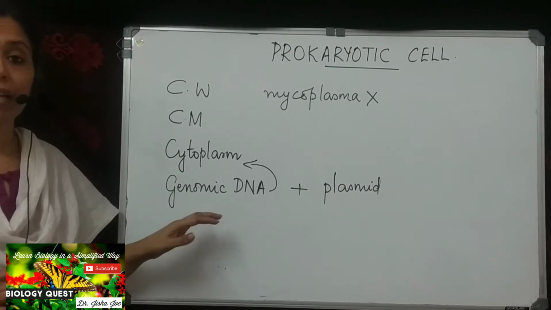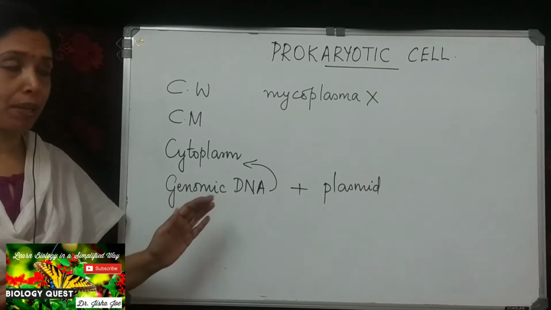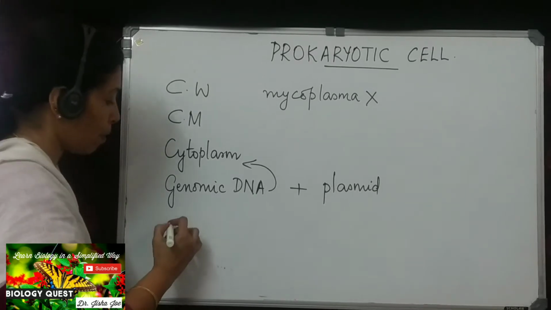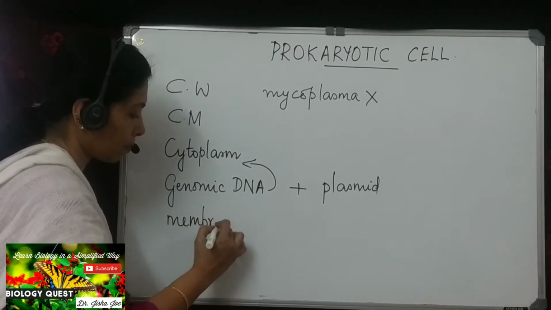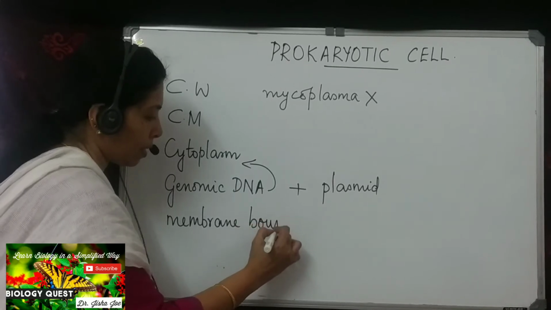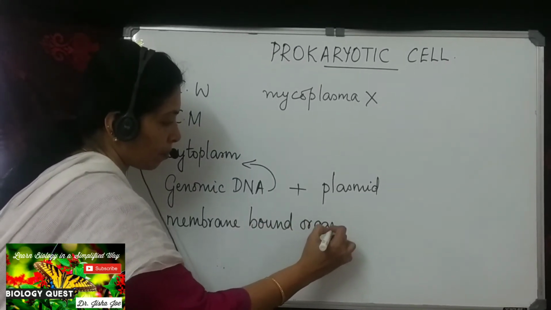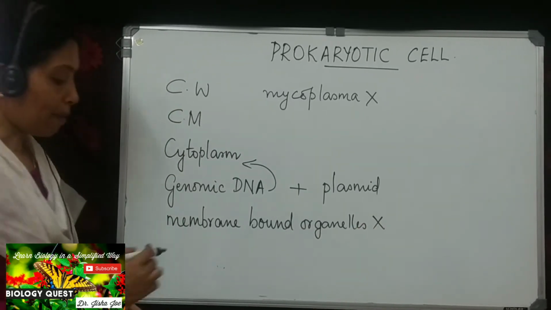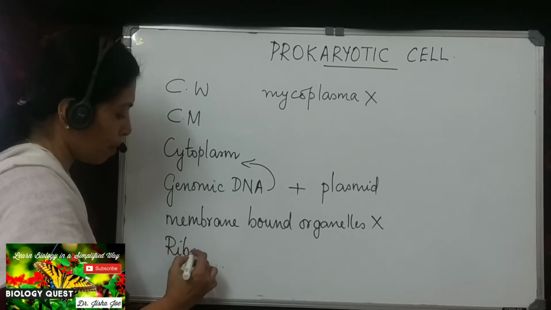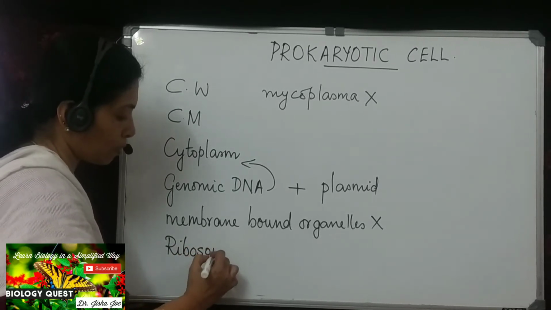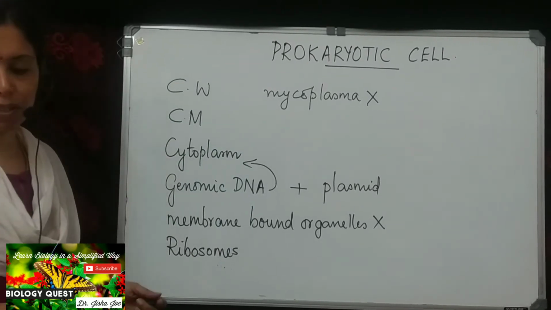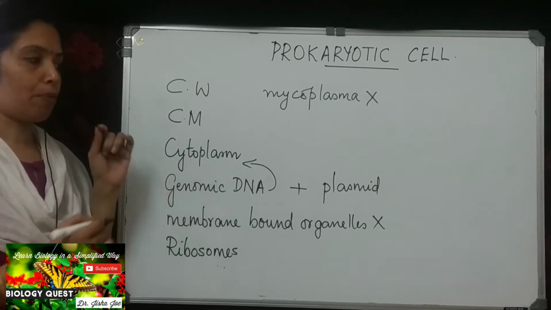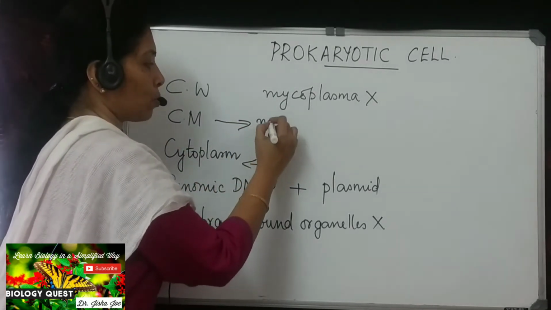Then in all the prokaryotic cells, if you look, there are no membrane-bound organelles. Membrane-bound organelles are absent in prokaryotes. But ribosomes are present. Ribosomes are non-membrane bound organelles. Ribosomes are present in prokaryotes, and there are special infoldings of the cell membrane into the cytoplasm which are called as the mesosomes.